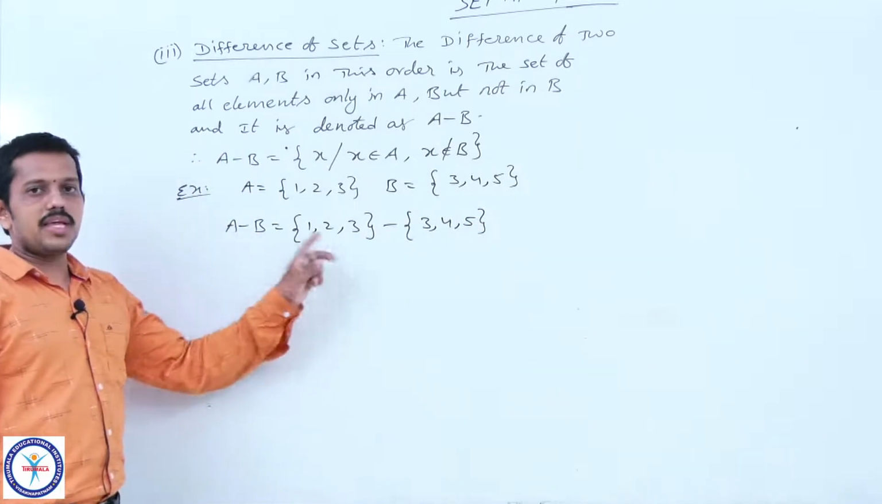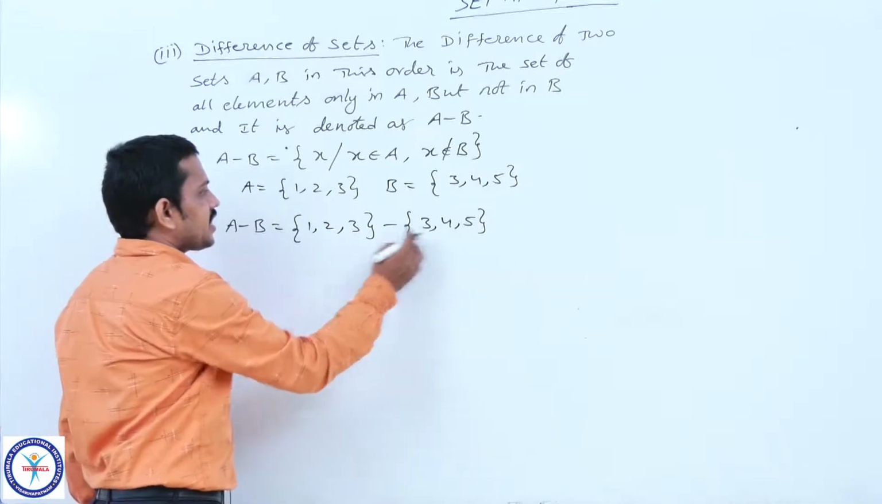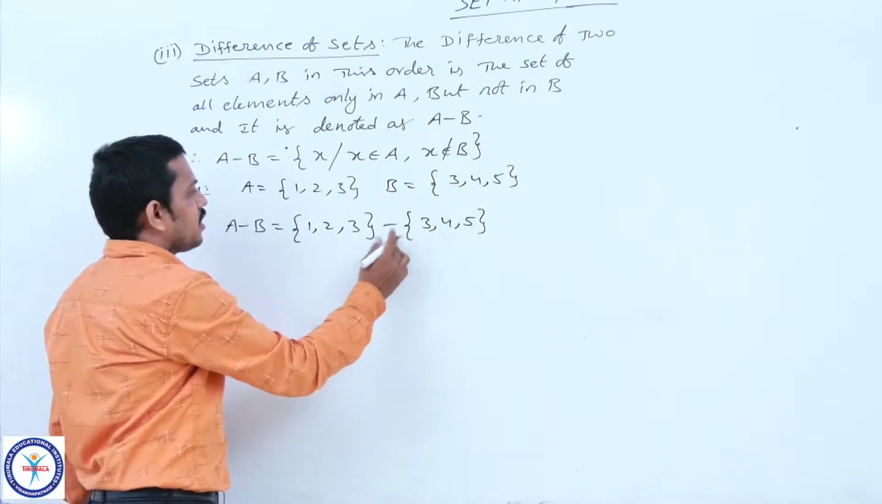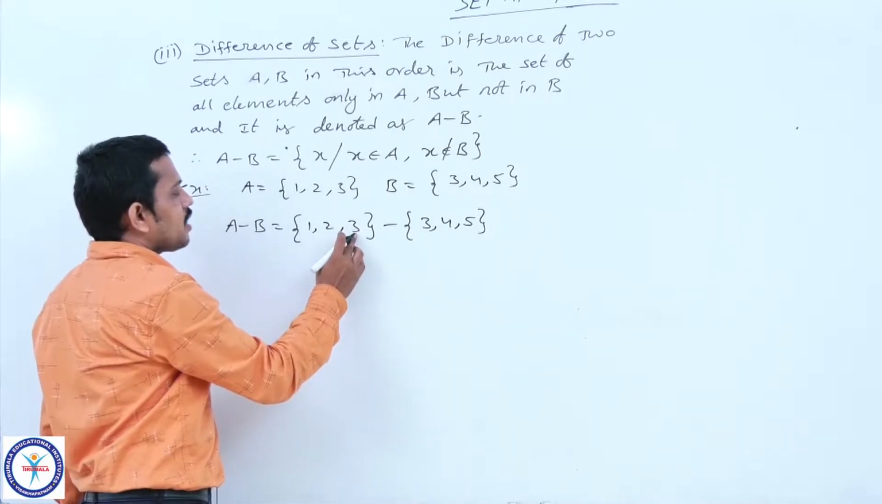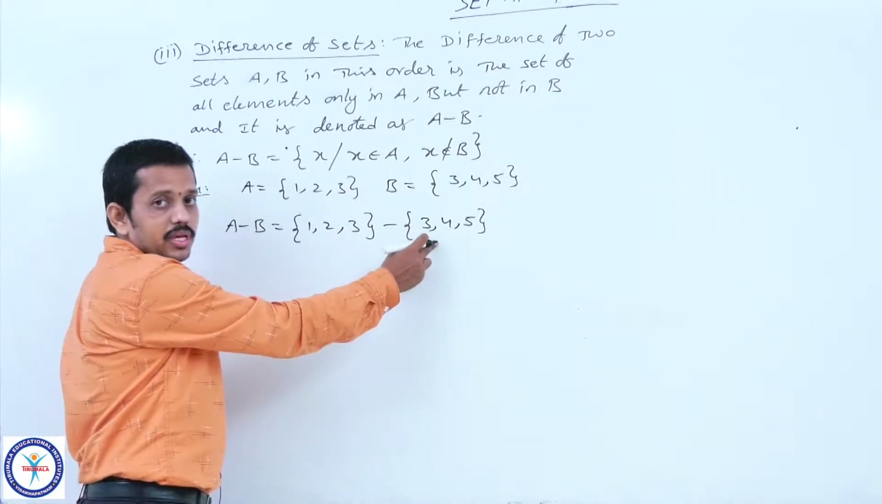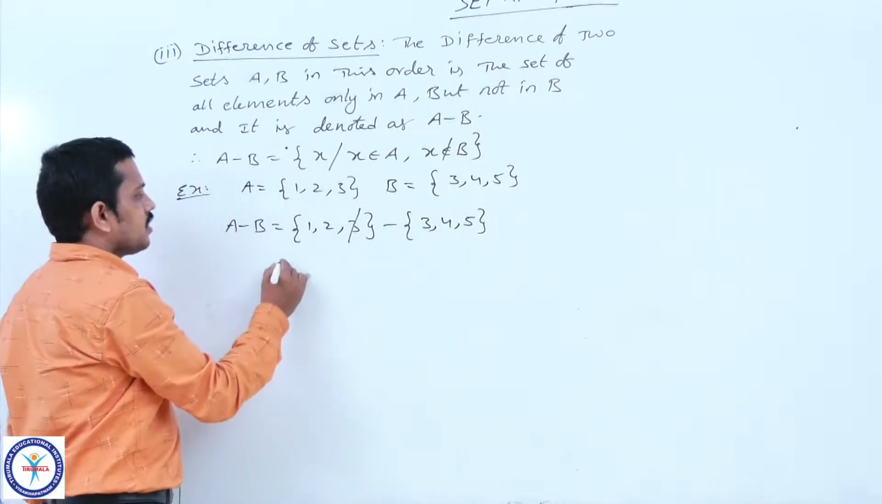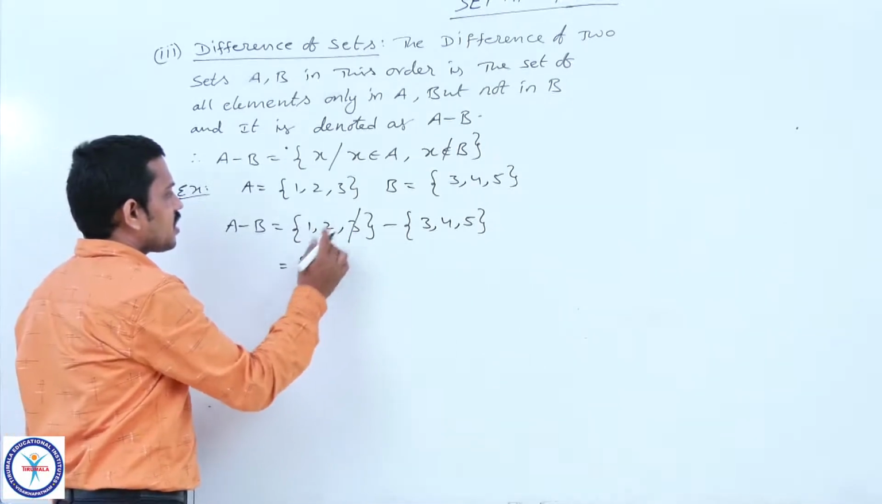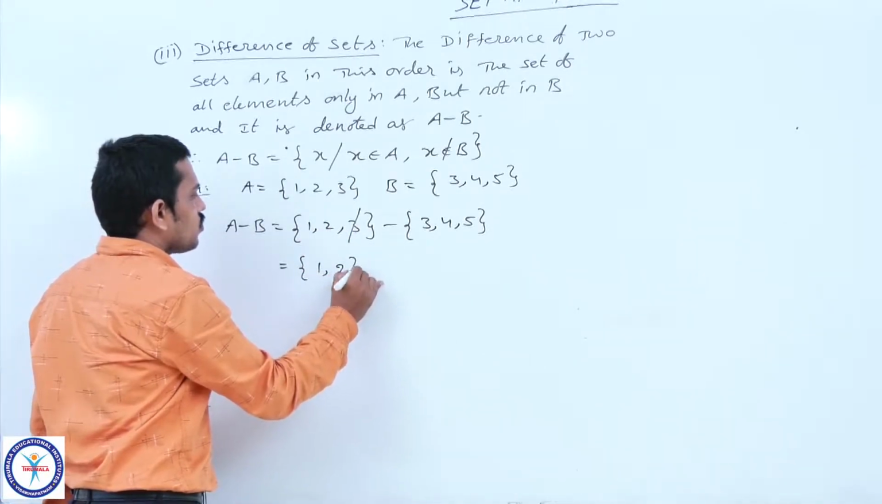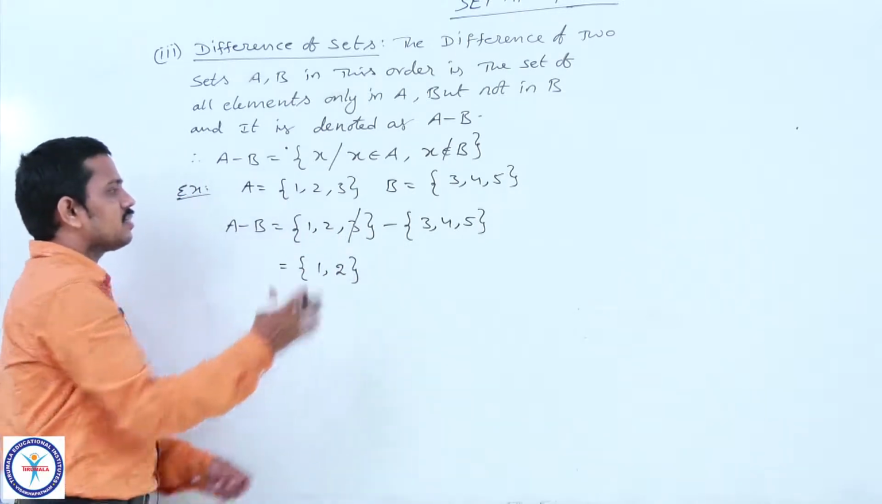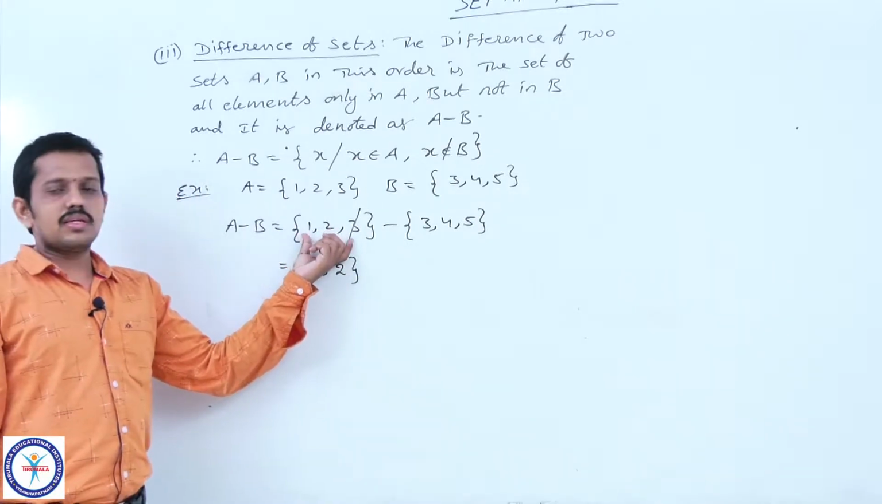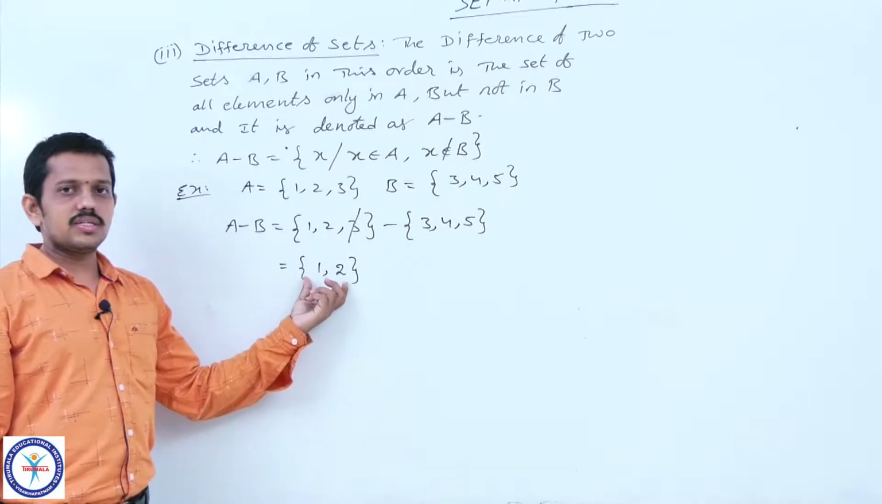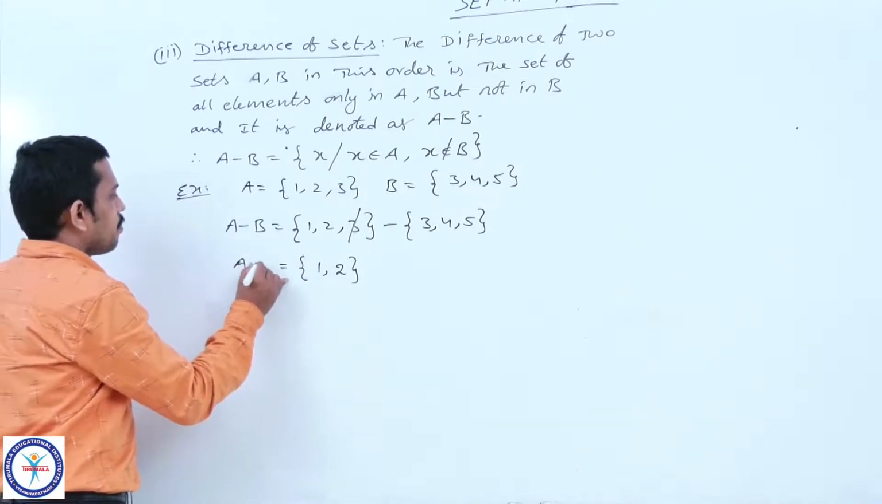Now what is A minus B? If there exists any common element in A and B, here 3 is the common element of both A and B. So we eliminate this element, then we write the remaining elements of the first set. So what are the remaining elements? 1, 2. We write only the elements which are left in the first set. So {1, 2} is A minus B.